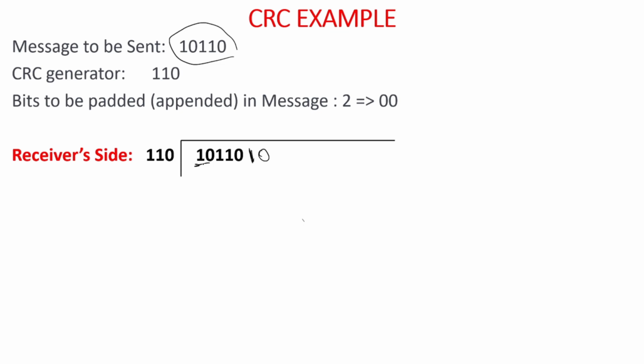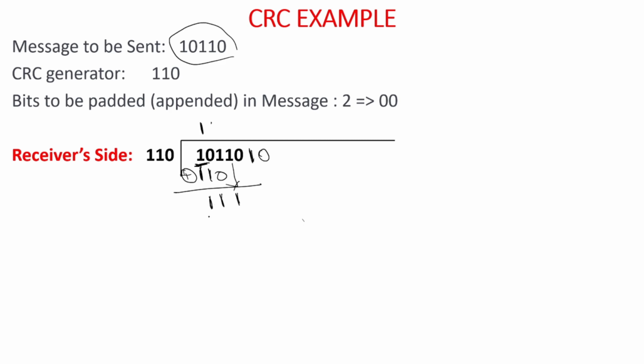Since the first bit is 1, take the CRC generator 1 1 0 over here. Do the XOR operation. When the inputs are not same, the output will be 1. Inputs are not same, again the output will be 1. Now don't take the last bit, whatever is remaining. Take the next bit from here. So we have 3 ones.